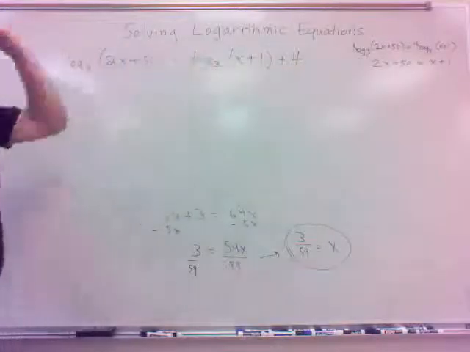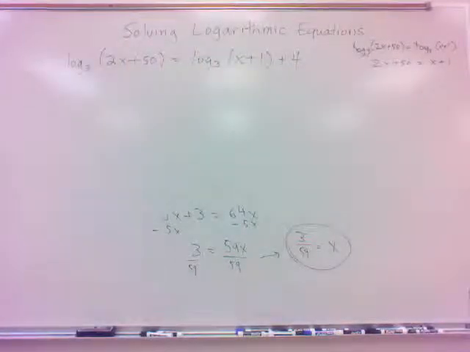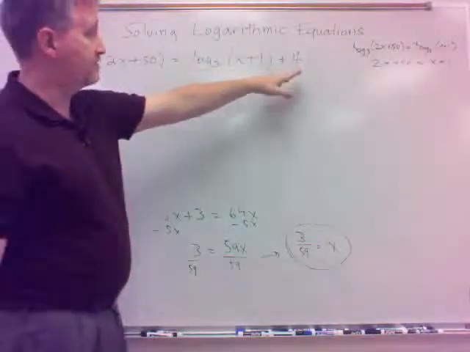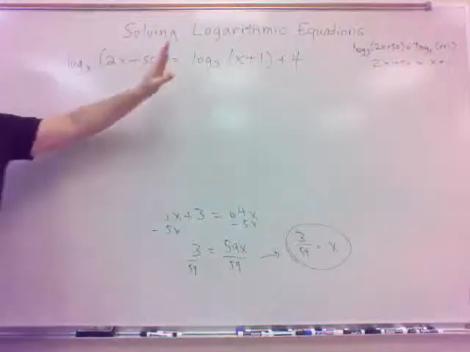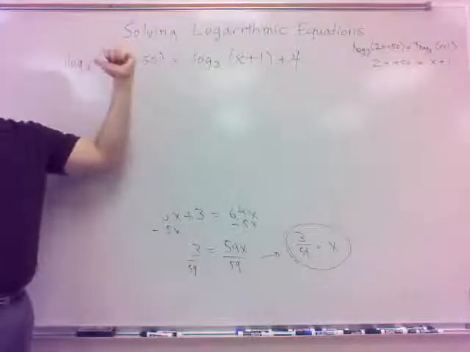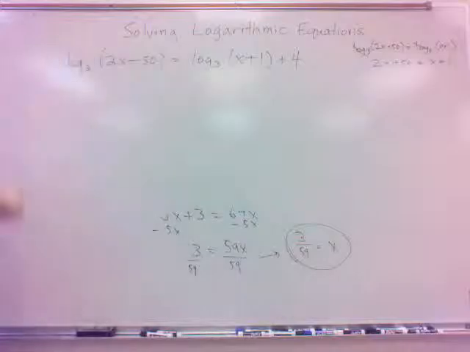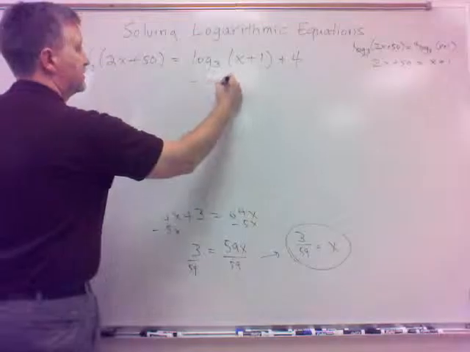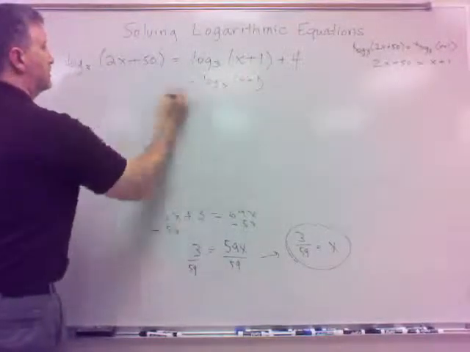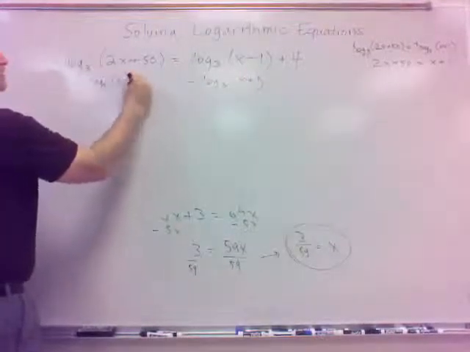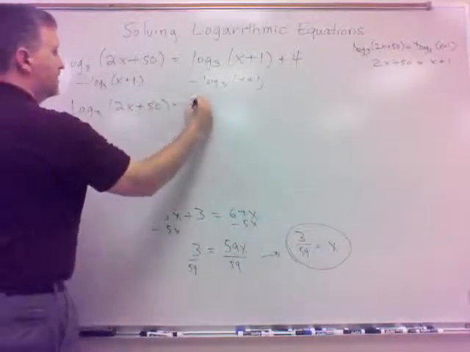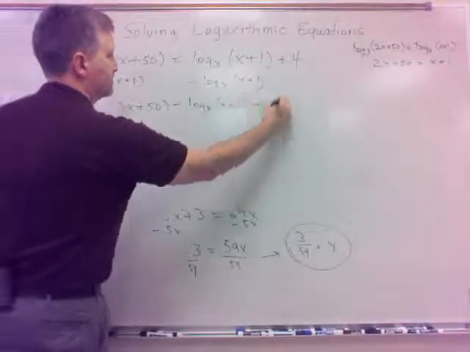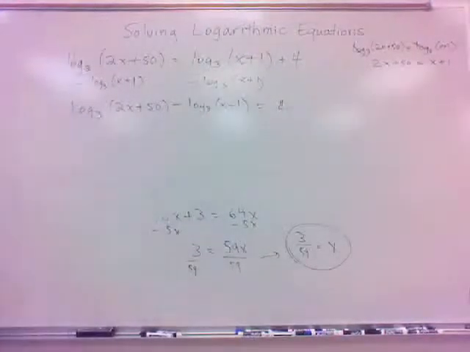So this is a little more complicated a deal. Now, if you have log, log, and then a number, some extra stuff there, here's what you have to do. I do, in this case, have to get the logs on the same side. So I'm going to move this log to the left. And the way I do it, just by subtracting. I'm going to subtract from both sides log base 3 of x plus 1. And I'll have log base 3 of 2x plus 50 minus log base 3 of x plus 1 equals just 4, because those wipe out now.